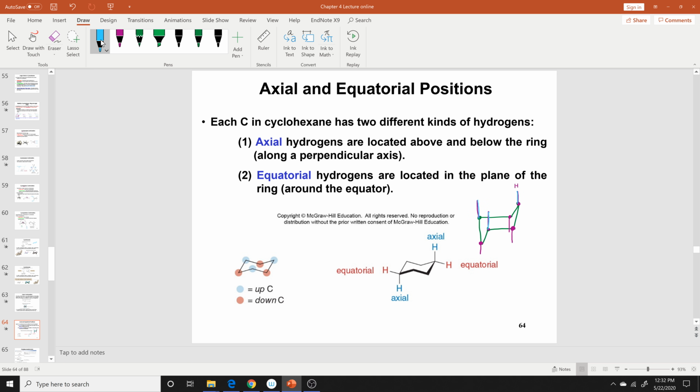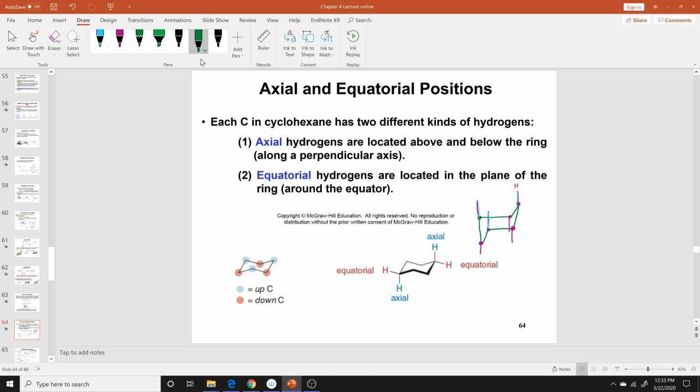And I had 3 axial hydrogens that are pointing down. So the first thing that you draw is the axial. Now once you draw your axial, you can easily fill in your equatorial. And the equatorial hydrogens are hydrogens that are located in the plane of the ring. Okay, so they are around the equator. They are a little bit tilted in the plane of the ring.